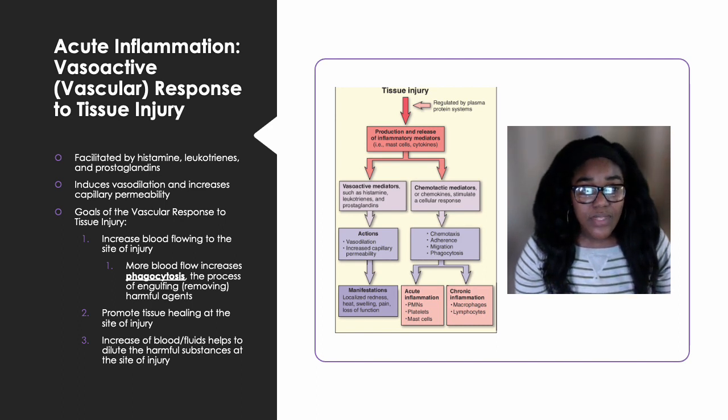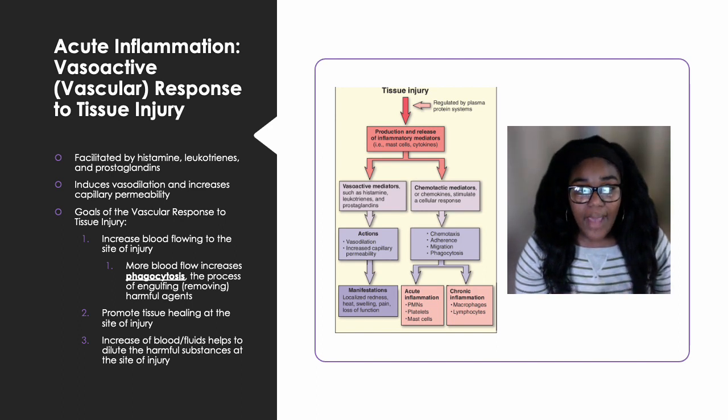So what are the goals of these mediators acting? Well, the goals are to help increase blood flow to the site of injury. Once we have these histamines and leukotrienes and prostaglandins circulating, we're trying to dilate those blood vessels to help get more blood flowing to that site of injury. When we have more blood flow to the site of injury, we can have this process called phagocytosis that occurs, which is where cells that help eat or engulf harmful agents are directly shot to that site of injury.